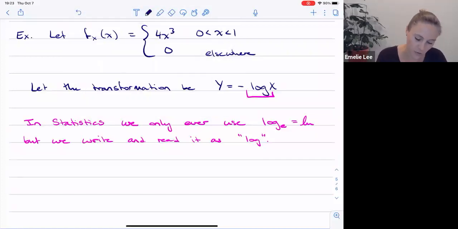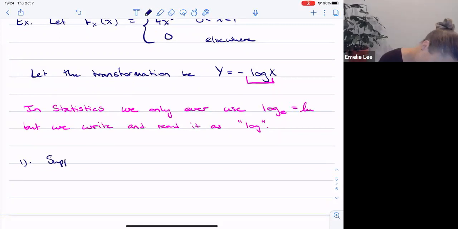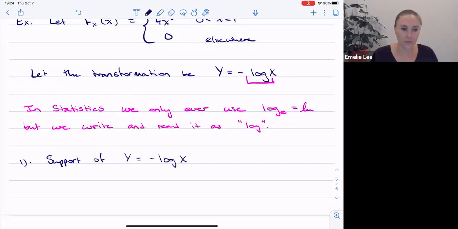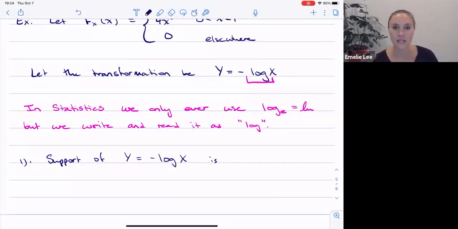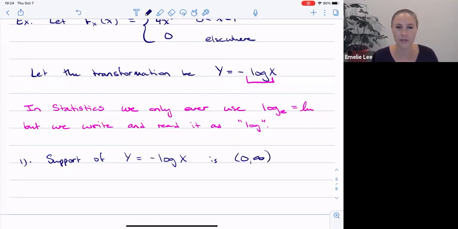That's going to be important, and that's why I wanted to do this one. So why is that going to be important? Well, it's important for finding the inverse, for one. So the first thing I want to do is find the support of y equals negative log x. Well, what's that going to be? Just thinking about logs, I can only take logs of positive numbers. So I can't take the log of 0. I can't take the log of a negative number. So it's going to be 0 to infinity. That's just for us to keep in mind in case we try to find the negative log of something else, something outside that.